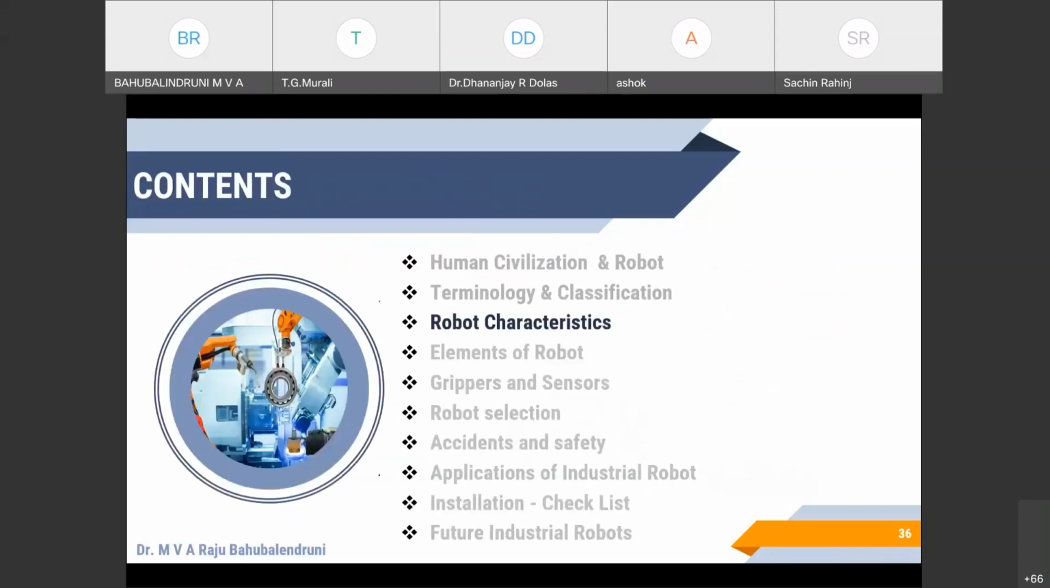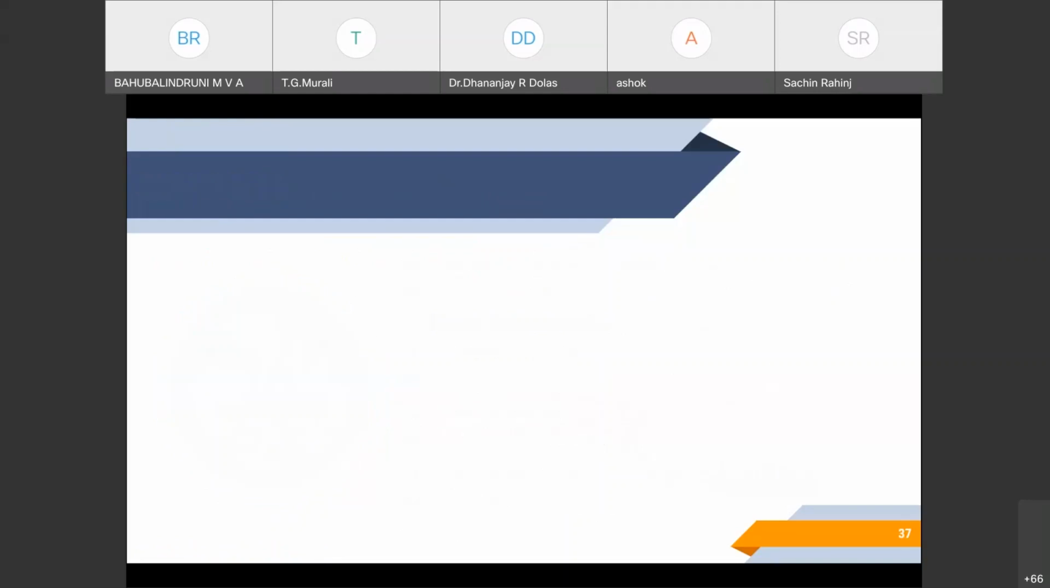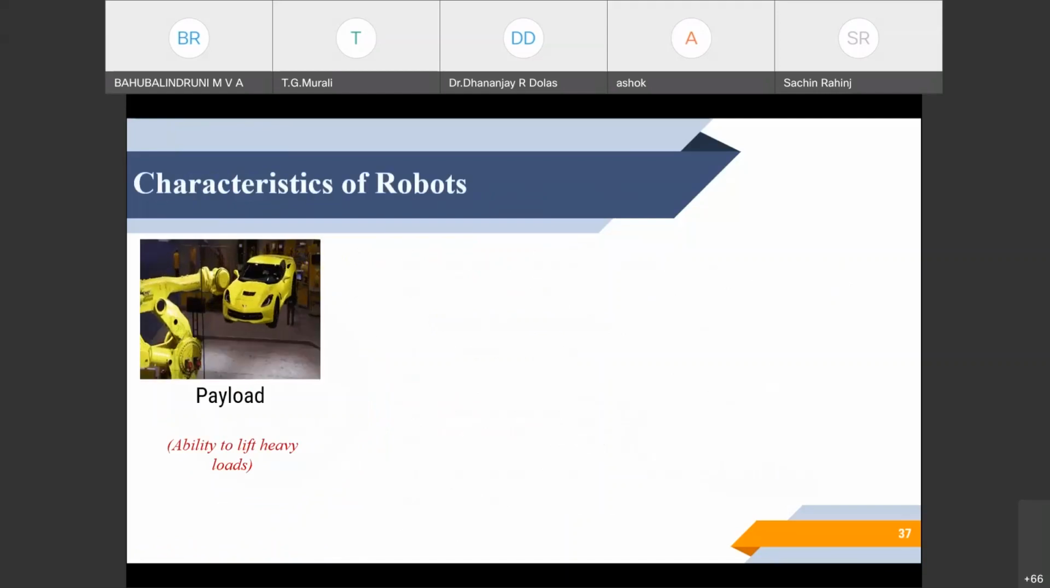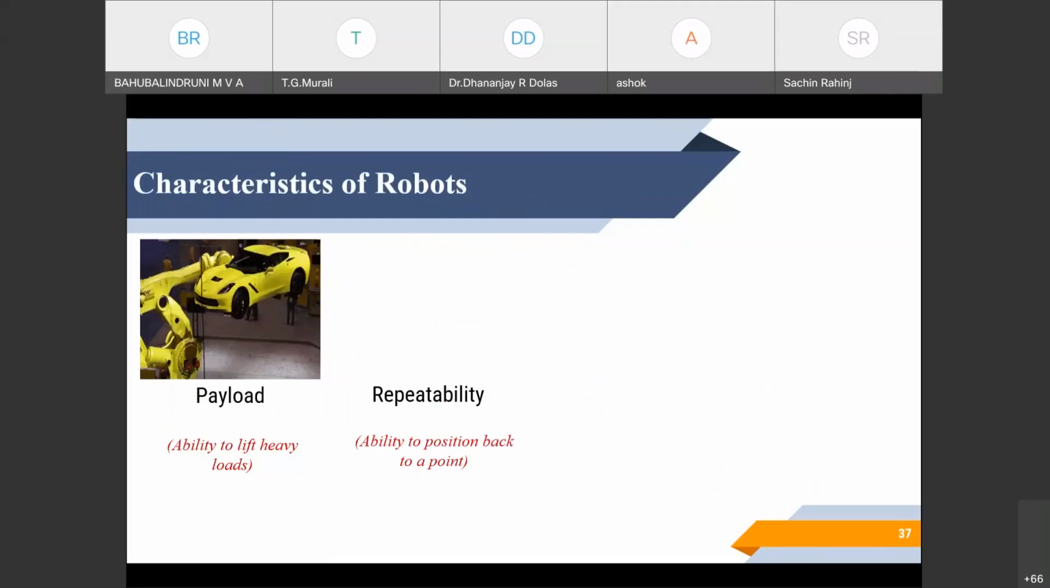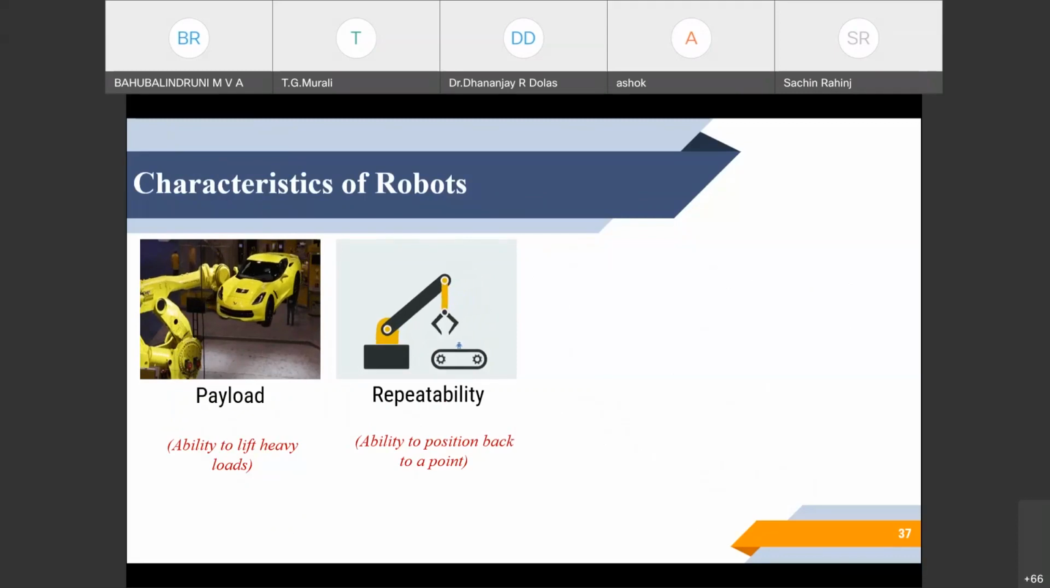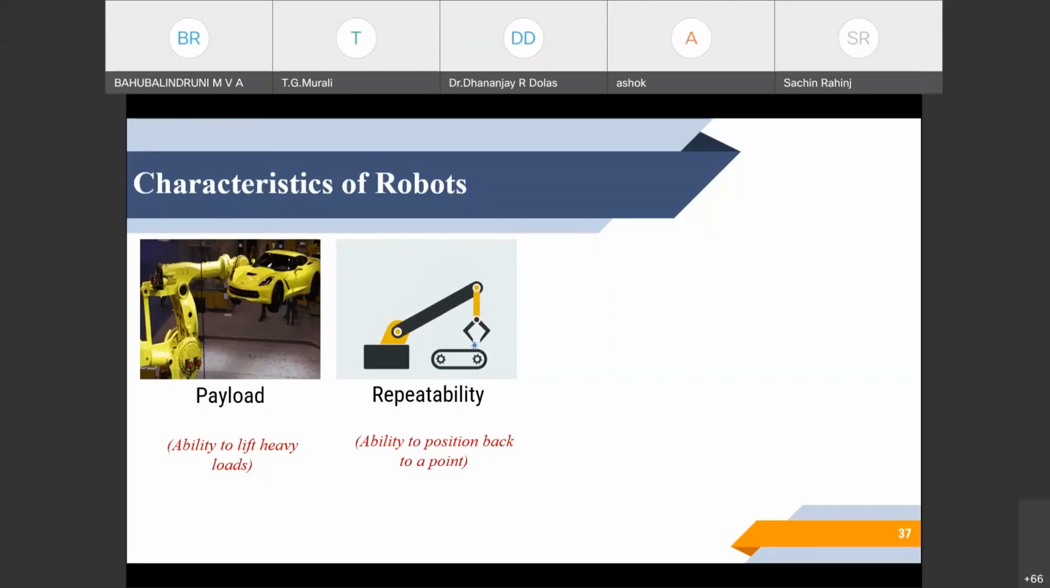And now we are moving to the characteristics of the robot. These characteristics will further be used while buying or selecting a robot for a specific application. The first characteristic of a robot is the payload. The payload tells the ability of the robot, how heavy an object it can lift. The next is repeatability, which is the ability to position back to a certain point. When you do repeated tasks, repeatability is the major concern.